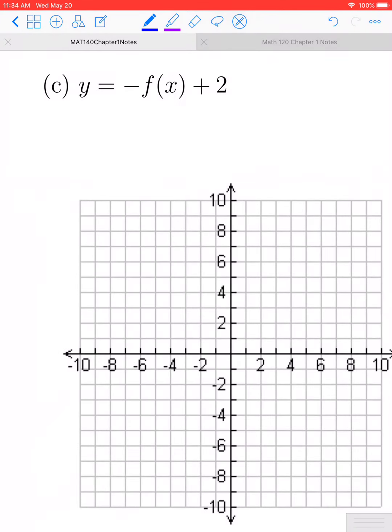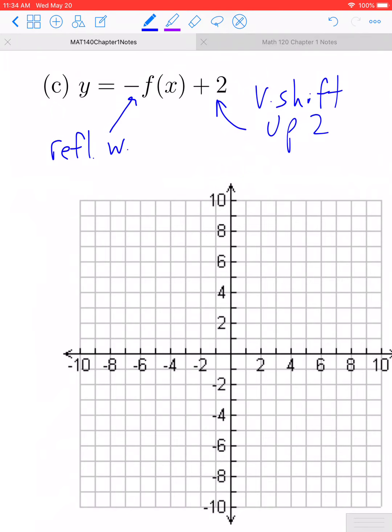Let's take a look at part C. In part C, we actually have a couple of transformations at play. We have an addition on the outside of the function, so that's going to be a vertical shift up by 2 units. And in addition to that, we have a multiplication on the outside of the function by a negative. That's going to be a reflection with respect to the x-axis.